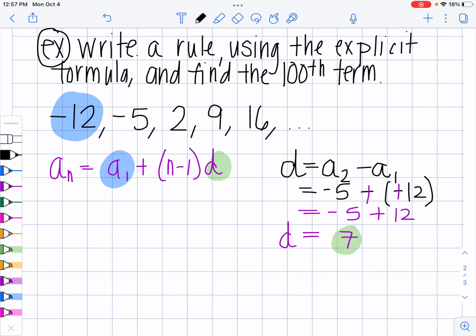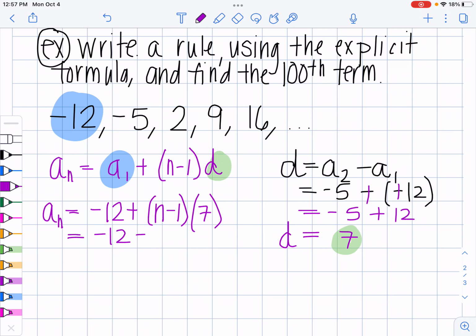So if I write my rule, I said that a sub n is equal to -12 plus n minus 1 times 7. And I can leave it like that. Sometimes your teacher or the textbook might want you to multiply this out. So you could distribute the 7 and say this was 7n minus 7, and then this would give you -19 plus 7n. You could write it out that way if it asked you to, but you don't have to.